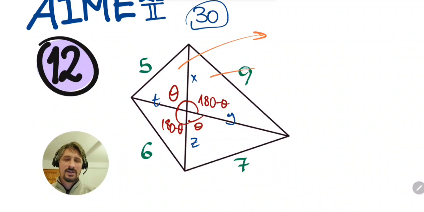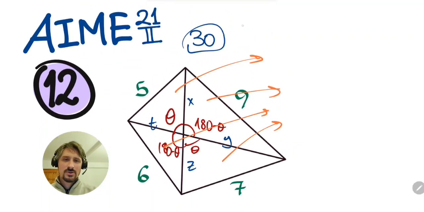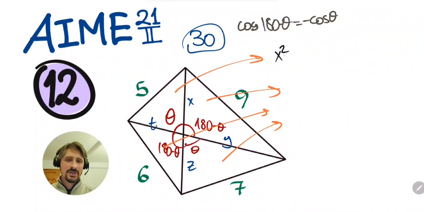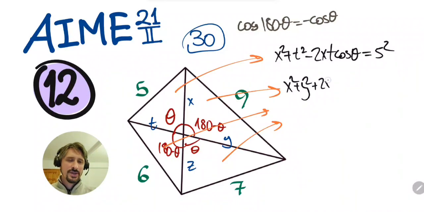So starting from this one, we just use the arrows, and when I use the law of cosines, I'm going to use the fact that cosine 180 minus theta equals negative cosine theta. Okay, so the first triangle, we have x squared plus t squared minus 2xt cosine theta equals 5 squared. The second triangle, we have x squared plus y squared plus 2xy cosine theta equals 9 squared.